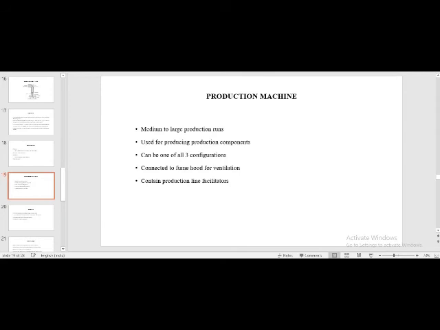Production. Medium to large production can be done in a laser cutting system. Nowadays, a small laser cutting system can be bought from manufacturers at 60,000, and a larger one for bigger industrial purposes can be bought at approximately 10 lakhs or 15 lakhs, depending on the purpose of use. For producing production components, one configuration can be connected to the fume hood of ventilation and contain production line facilitators. So here we can say that three configurations of laser cutting system can work.